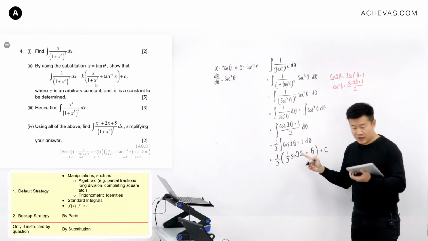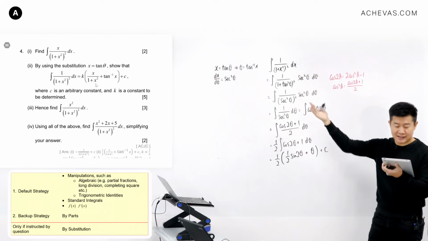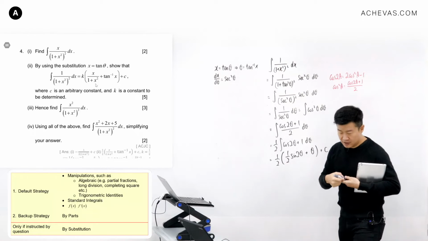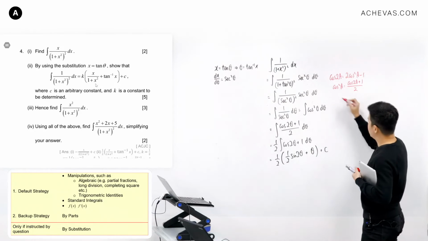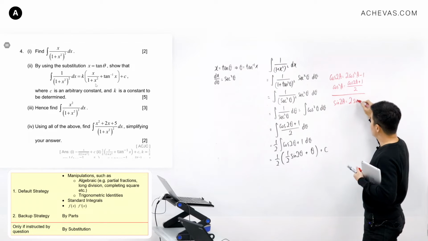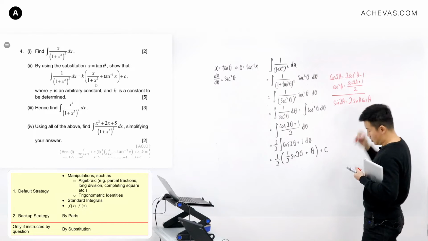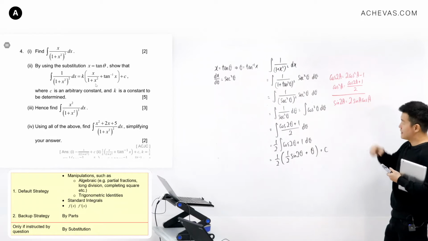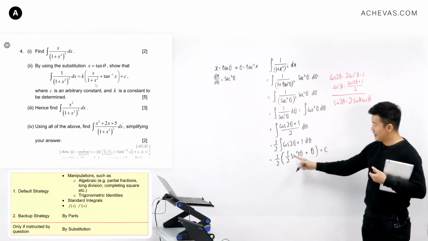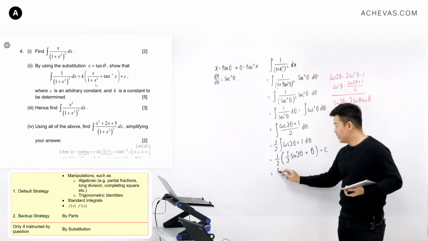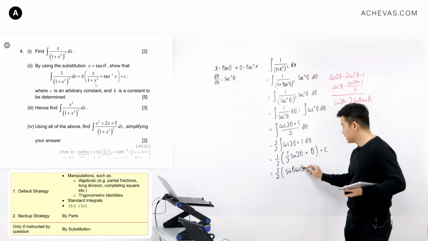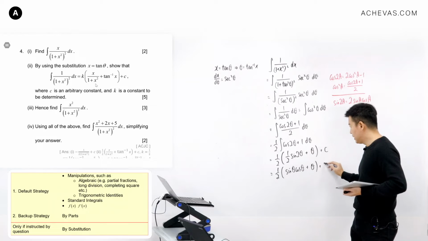But for this, we need to show that this can become something that is like x over 1 plus x squared. So I'm going to make use of another trigonometric identity, another double angle formula, which is sine 2a is 2 sine a cosine a. So if I were to replace this by 2 sine theta cosine theta, the 2 and a half can be cancelled. I'm going to be left with a half of sine theta cosine theta plus theta plus c.